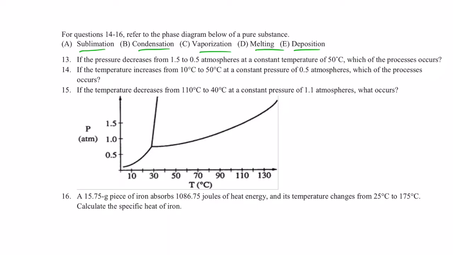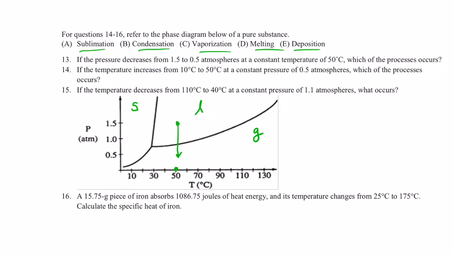And we have the pressure decreases from 1.5 to 1/2 of an atmosphere at 50 Celsius. So here's 50 degrees Celsius right there. Here's 1.5 atmospheres, and we're decreasing that at the same temperature to 1/2 of an atmosphere. So it looks like we crossed that line. I wonder what line that is. Do you remember? Yeah, this is the solid region, this is the liquid region, and this is the gaseous region.